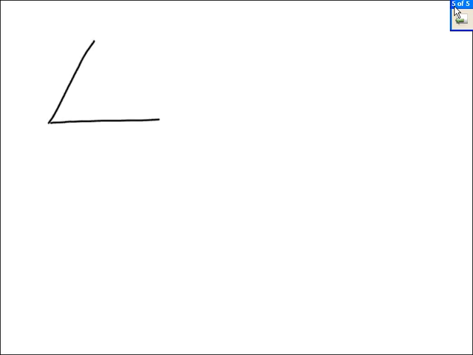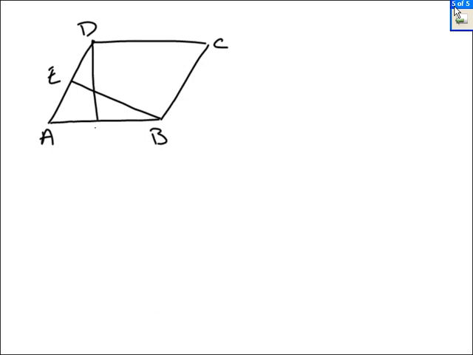Suppose in this problem we have a rhombus. Call it rhombus ABCD. And you have this line from B to E and you have another line from D to F.